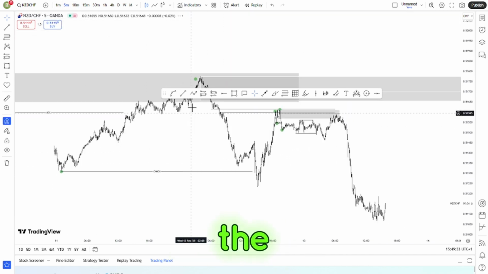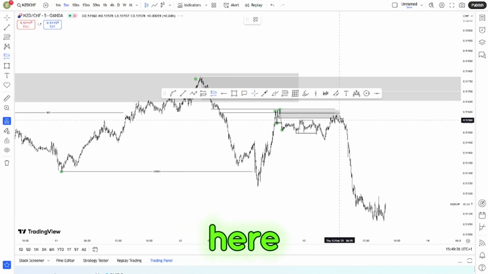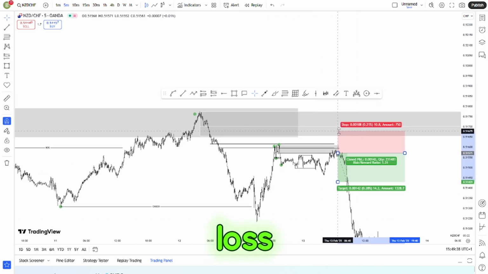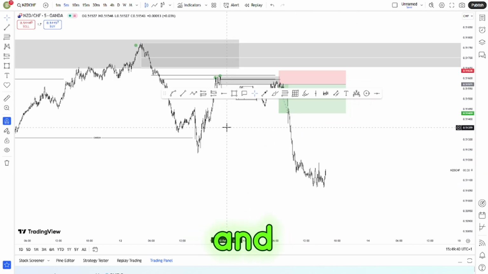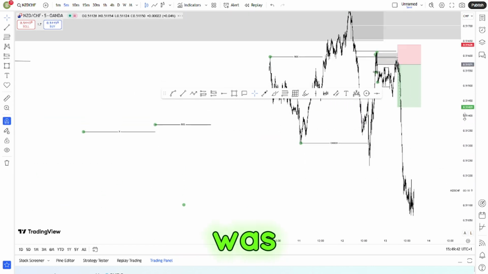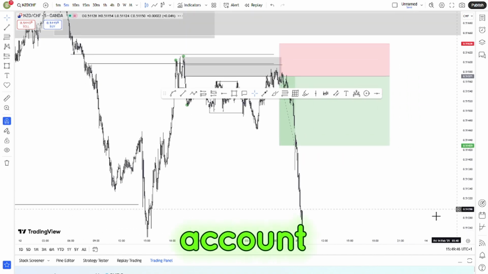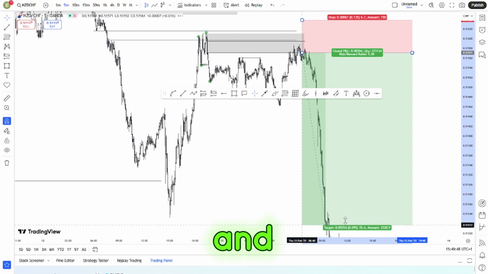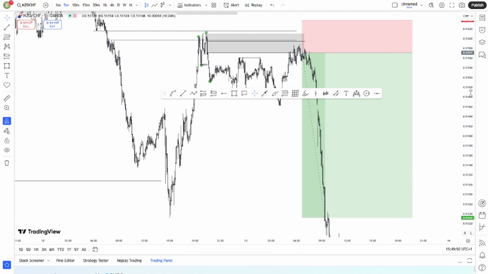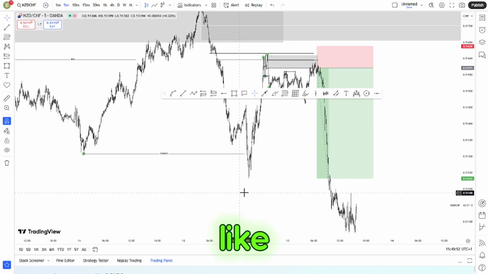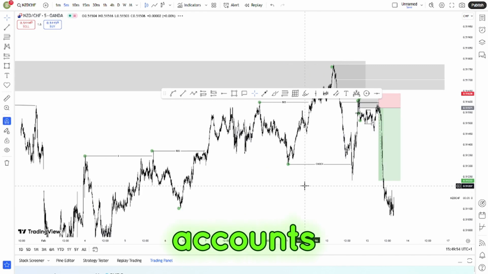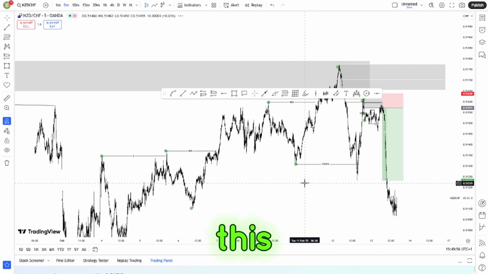Now, so the entry should have been around here, just like that. Your stop loss just above this area, and I didn't take the entry just because I was using a funded account, guys. I was on phase 2 and didn't take this trade. But if I was not busy with other accounts, then I would have taken this nice trade idea here.